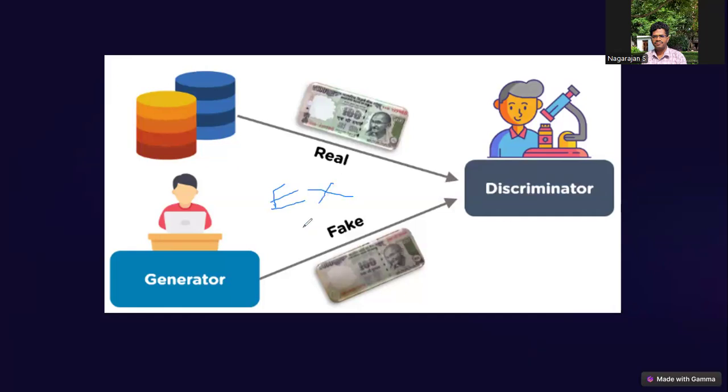With the example, we are going to predict which is the real note and which is the fake note at the end. It's just an example. Here a dataset is there, of 100 rupee notes. The generator is a neural network that generates fake 100 rupee notes. Listen carefully. And the discriminator is a network which identifies the real and fake notes, whether it's a real note or fake.